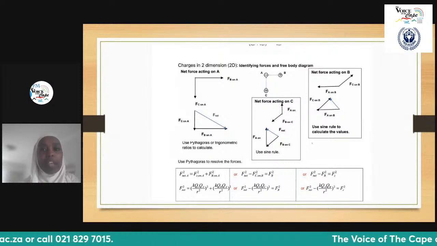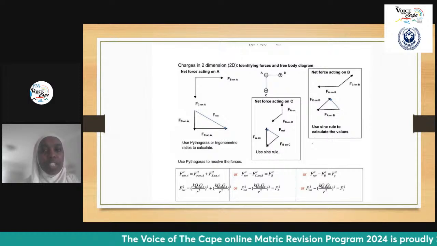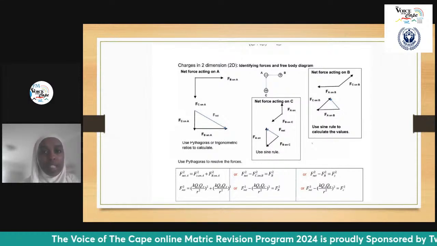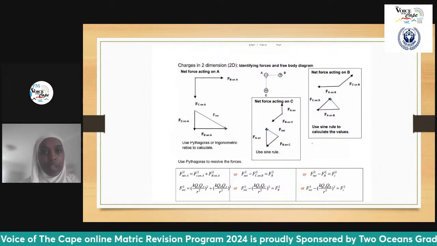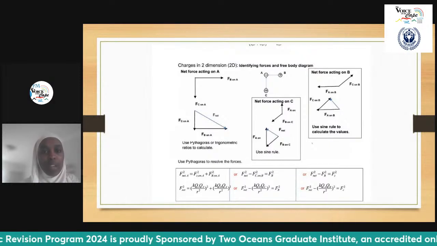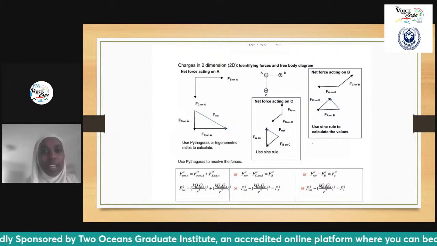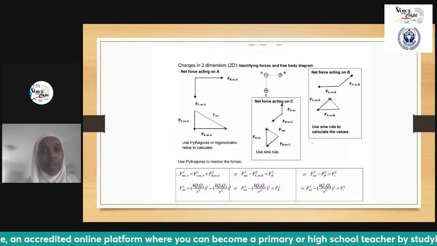Here we have A, which is a negative charge, and we have B and C, which are both positive. B obviously is being repelled from A, and C is also being repelled from A. So here, force B on A is going that way, force C on A is going that way, which means the net force would be the hypotenuse. Please, that is very important.